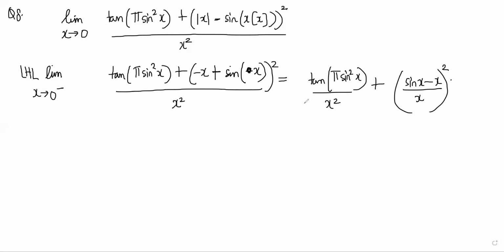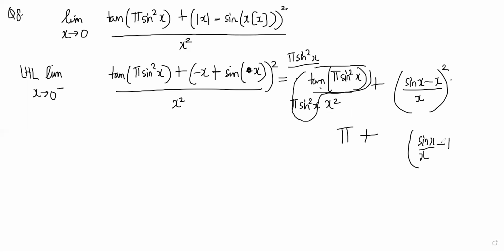Here you can multiply by sine square x pi and multiply on top also by that pi sine square x. And then you can say this part tends to 1, right? Right. And then this part will tend to pi, right? You get pi. And here you will get this part tends to, this is sin x by x minus 1 whole square. This tends to 0, right? Right. So LHL will come out to be pi. Similarly, what is RHL coming out to be?